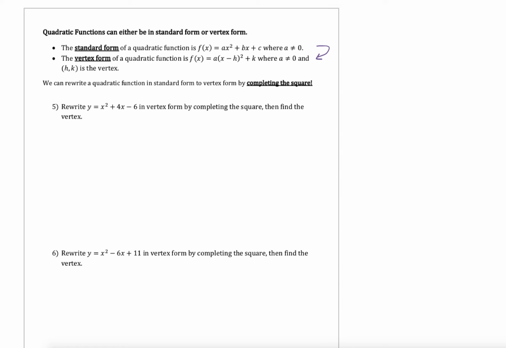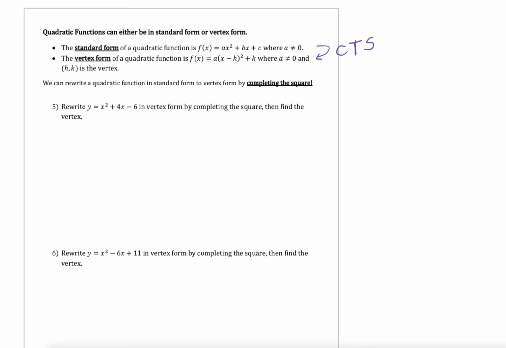Vertex form, on the other hand, was a times (x minus h) squared plus k, and our vertex is that h comma k. Vertex form is really helpful when we're graphing because we can identify all of our transformations in it and then apply those transformations to our start points from there. Completing the square not only allows us to solve quadratic equations, it also allows us to convert from standard form to vertex form. So I'm using CTS to stand for completing the square here, and I can use that to go from standard to vertex form.